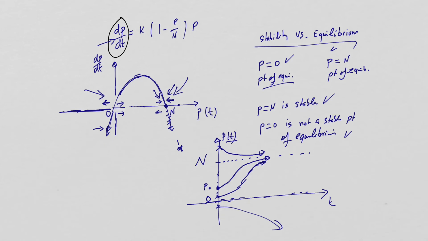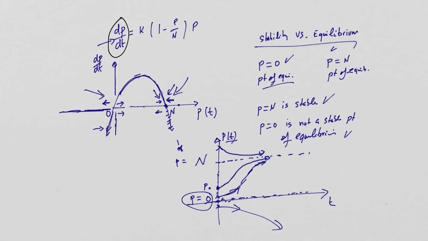So do you see that when p equals 0, that's a point of equilibrium. When p equals n, that is also a point of equilibrium. p equals 0 is unstable because a small change from 0 creates chaos. One goes in this direction and one goes in the other direction.